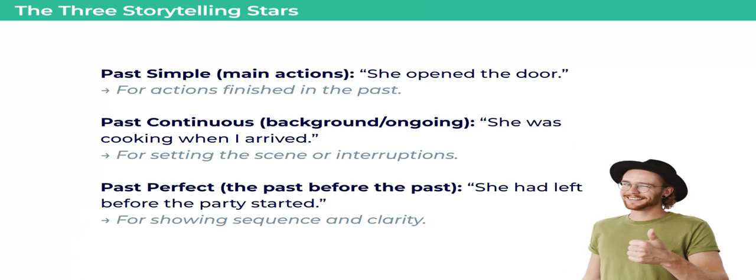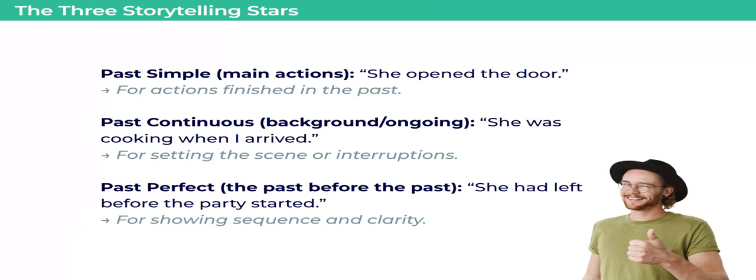So here we have the three storytelling stars. Okay, so there are three verb tenses which are very common in storytelling, in written storytelling in English. So we're calling them stars. The first star is the past simple, which we use for main actions. She opened the door. Okay, so this is for actions finished in the past.